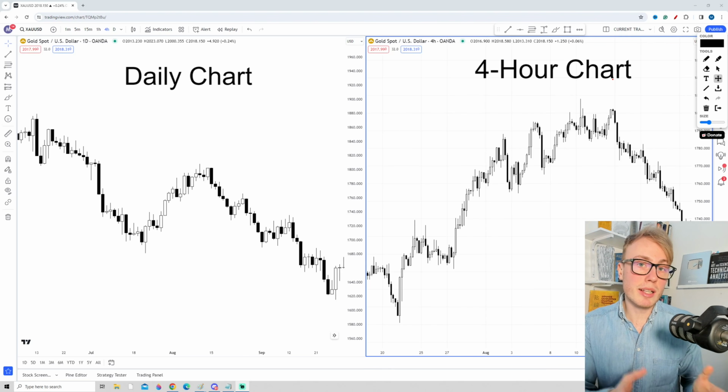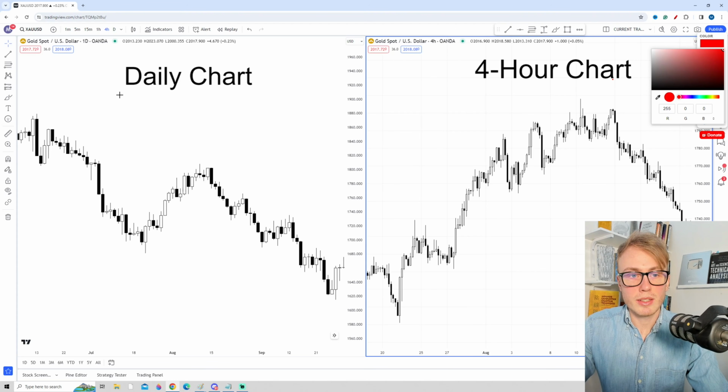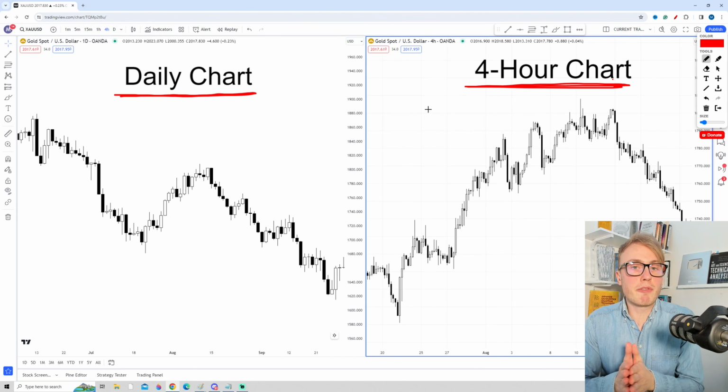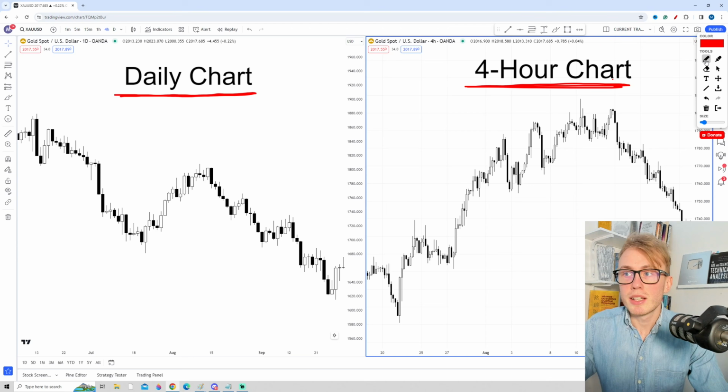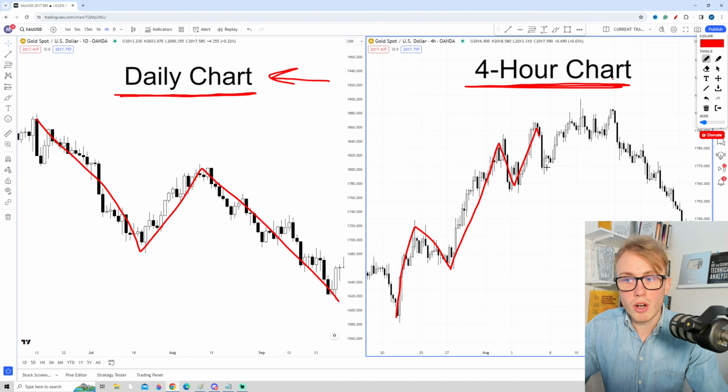So now let's dive a little bit deeper into the importance of major and minor market structure. So as you can see right now, I have a daily chart of Bitcoin to the left and I have a 4-hour chart of Bitcoin to the right. And in super simple terms, the main difference between major and minor market structure is what time frame you're looking at. So if you are a trader that trades on the daily chart, then the market structure here on the daily will be your major market structure. But if you zoom in here to the 4-hour chart, you will have your minor market structure on the 4-hour.